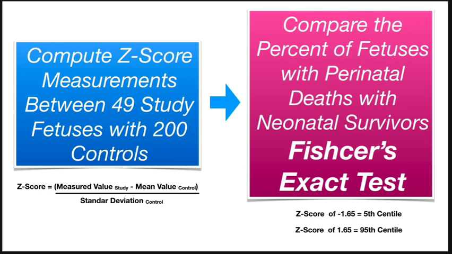To determine if there was a significant difference in the number of fetuses with abnormal findings between those who had a perinatal death versus those who survived the neonatal period, Fisher's exact test was used for the analysis. The number of fetuses in each group was converted to a percentage for this presentation.